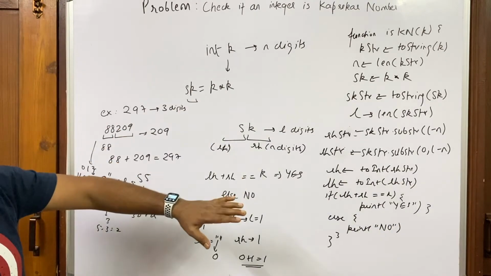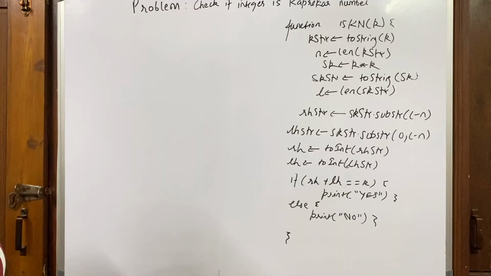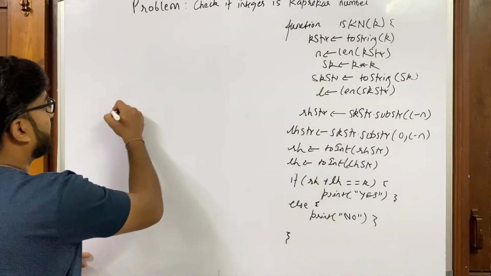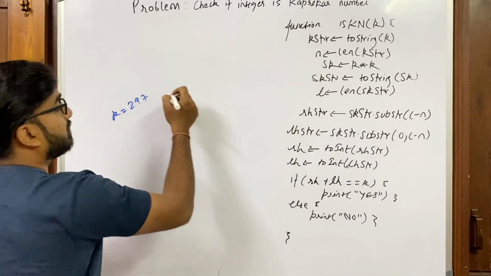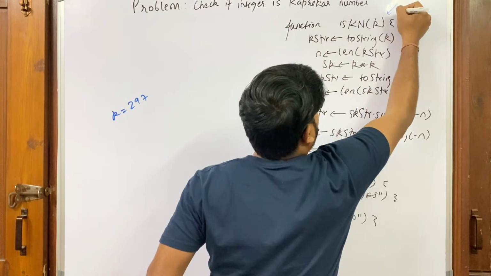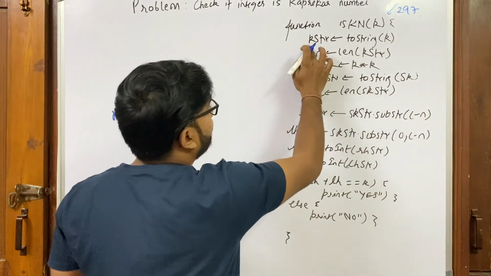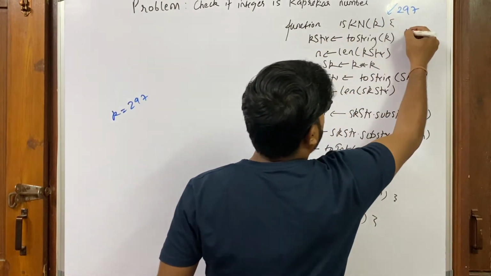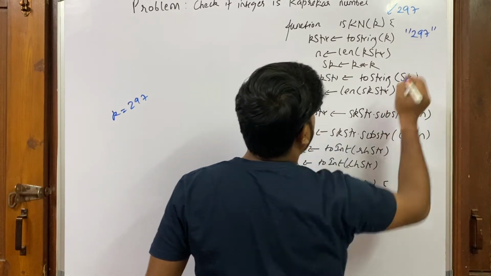So this is how you check if an integer is a Kaprekar number or not. Let's try it in this code. Our k example was 297. So k gets the value 297. kStr is the string form of 297, so you get 297 in a string.